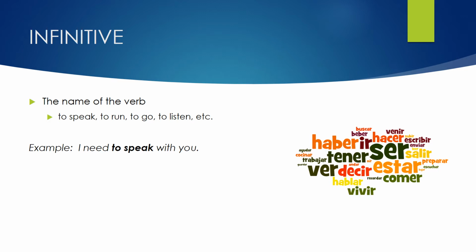The first thing that we need to understand is what an infinitive is. An infinitive is the name of a verb. In English, you probably don't think about infinitives, but you use them all the time. If you say to speak, to run, to go, to listen, those are all examples of the infinitive in English. In this example, I need to speak with you, to speak is using the infinitive form of the verb speak.